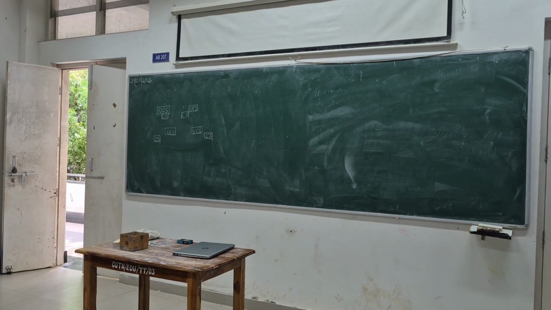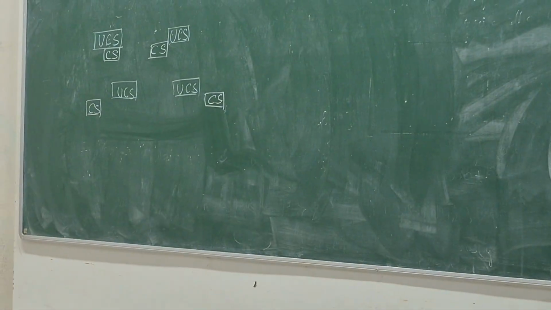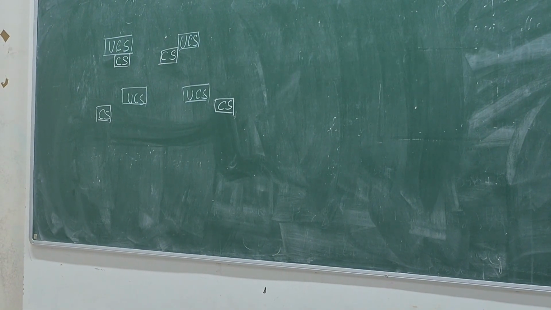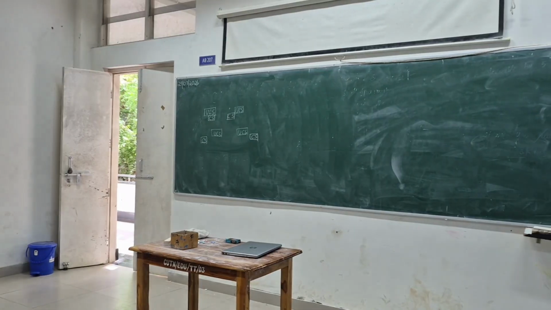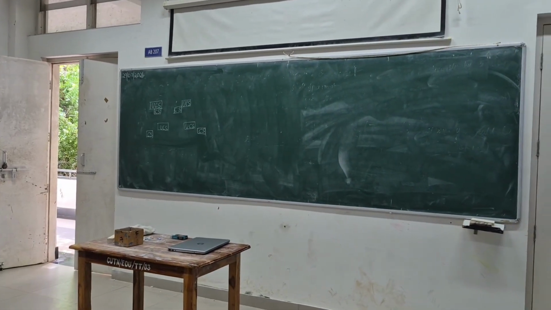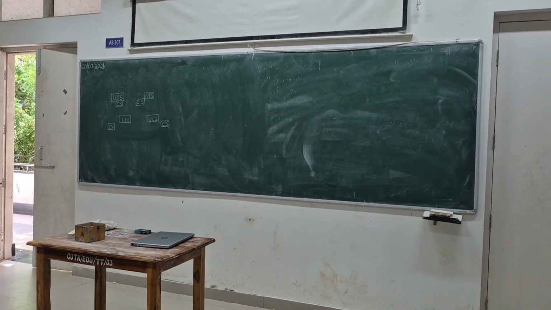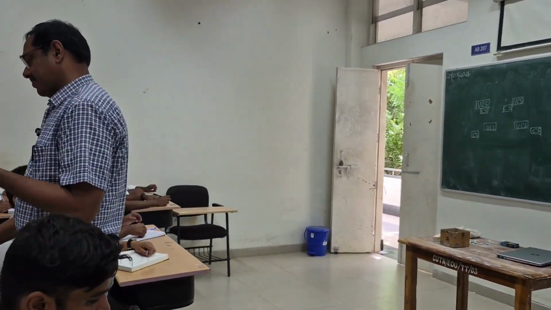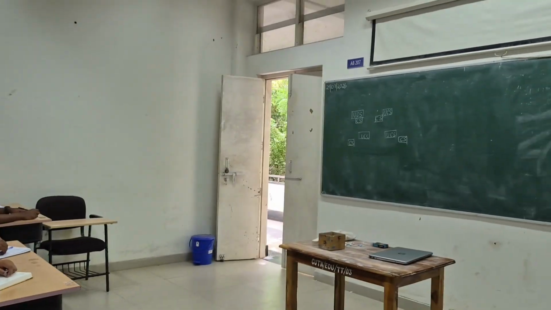Classical conditioning. Conditioning consists of 3 steps. Step number 1: unconditional stimulus is paired with unconditional response. That is step 1.